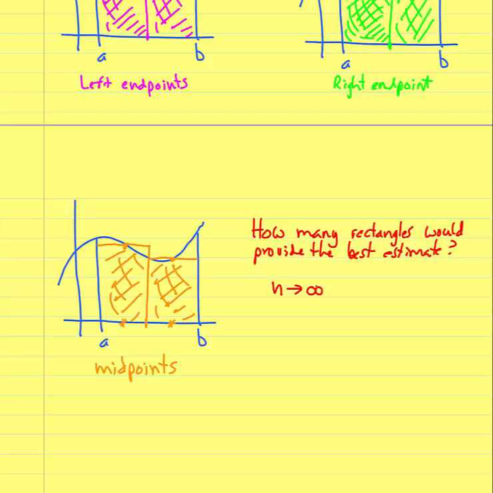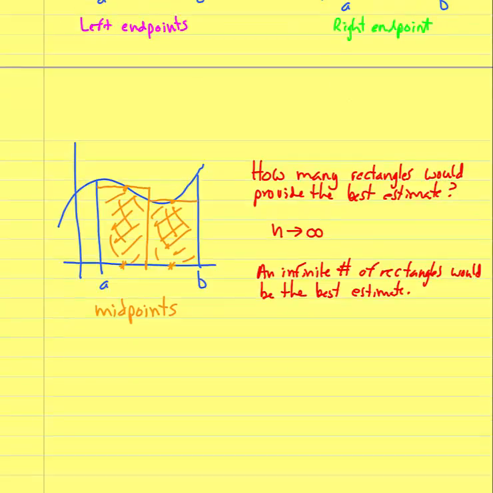And so guess what we're getting at? We're getting at the idea of a limit. So this idea of a limit is going to come into play here. So again, n is the number of rectangles, so an infinite number of rectangles would be the best estimate. But it's hard to draw an infinite number of rectangles, and it would take a long time. So we have to come up with some formulas to help us deal with this, and it's going to be the idea of a limit that helps us out here.